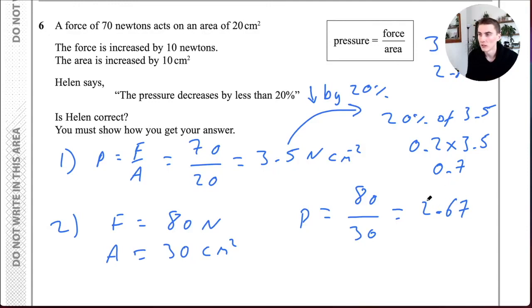And if we look at this, this is less than that. So the pressure has decreased by more than 20%, because it's even lower than 20% would give us. So Helen is wrong because it's decreased by more than 20%. Does that make sense? And that's it. That's our question done.